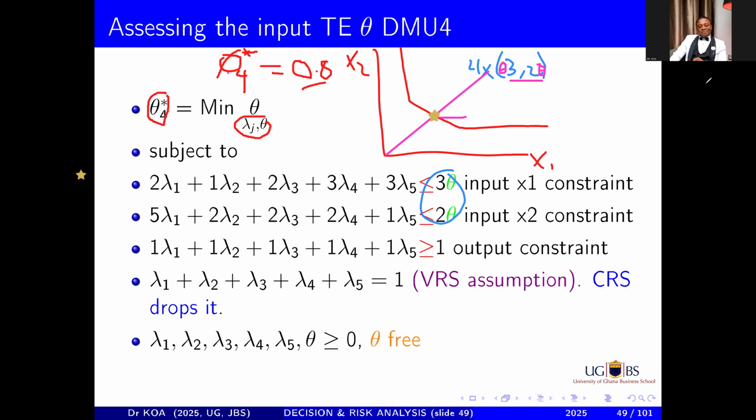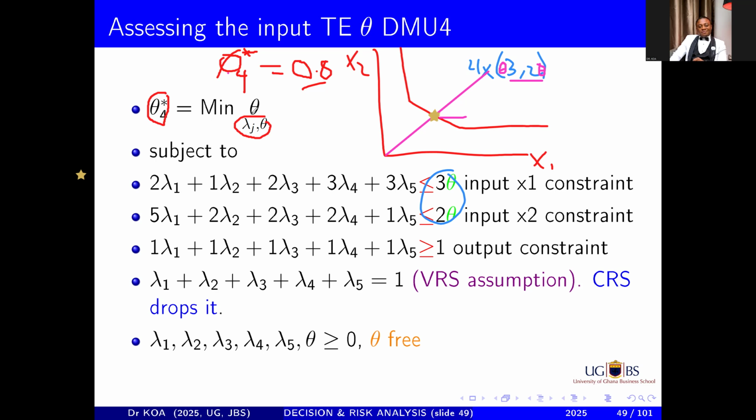Do you get it now? It should help me move from the actual to the target. The actual is what you are having now, but what you are having is too much. So we need to be able to move you to the target. And to get to the target, we need an efficiency score. But the efficiency score, we don't know. And so we formulate a linear programming, and in this linear programming, we minimize theta.